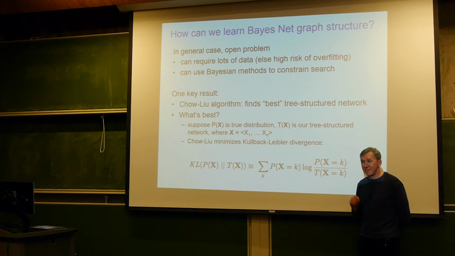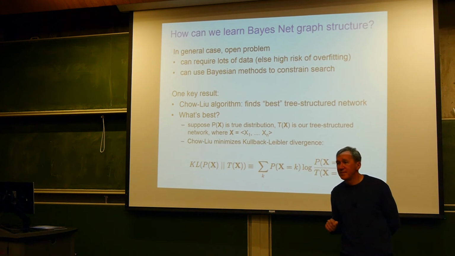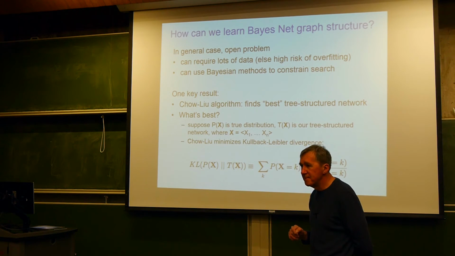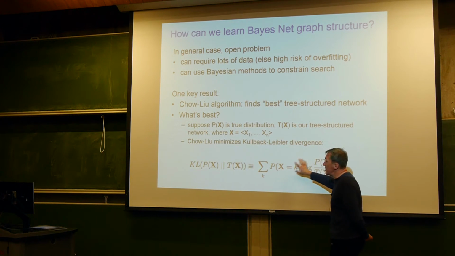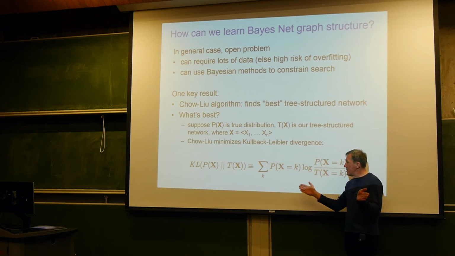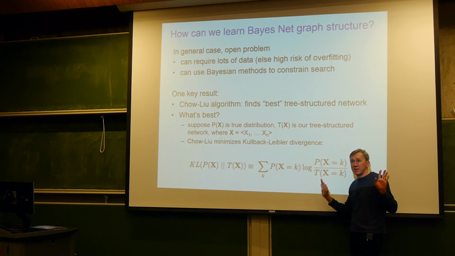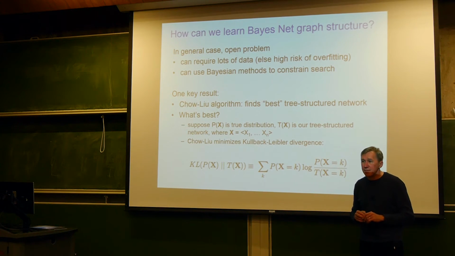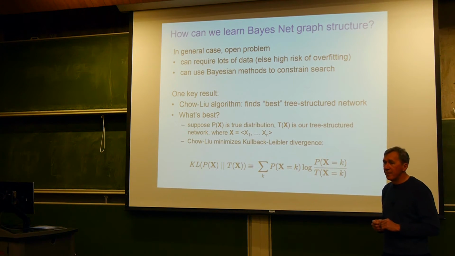So just a comment, of course you can minimize this in general, right? You could try, even if it doesn't have to be a tree structure. Yeah, this is a general definition about divergence between any two probability distributions. Even without assuming that the Bayes net you are finding is a tree, you could try to minimize this. It's just not computationally tractable. So that's why the algorithm is specialized to trees.